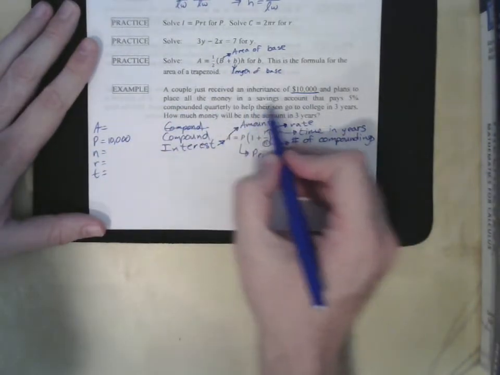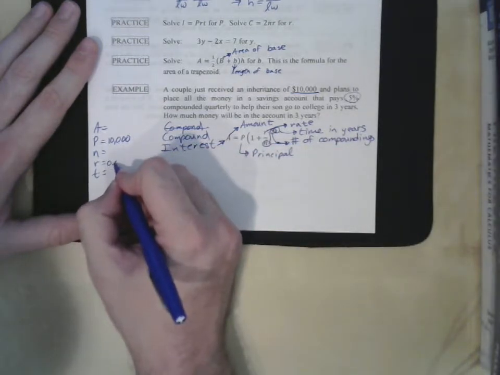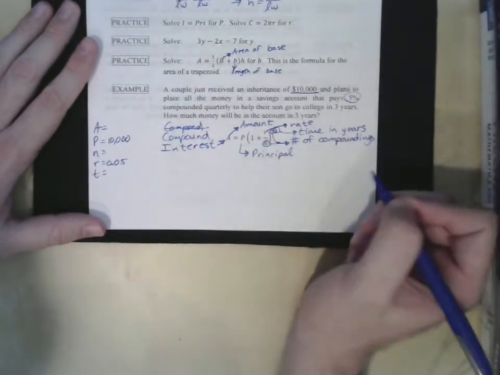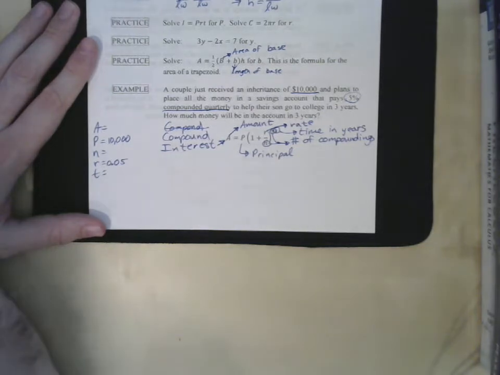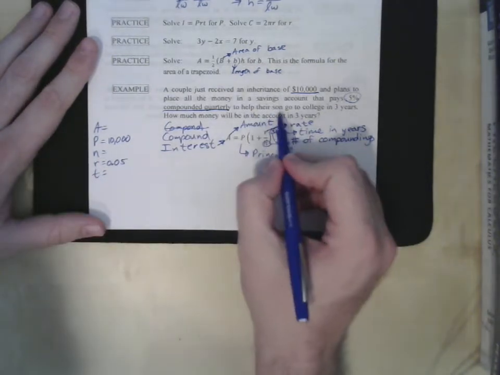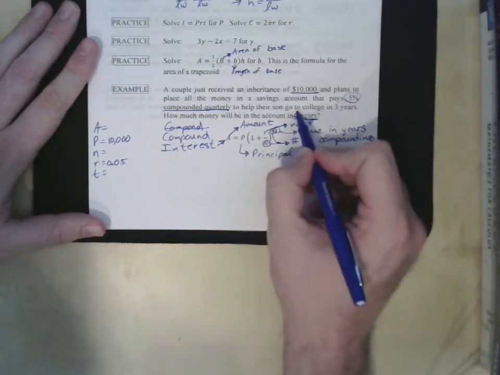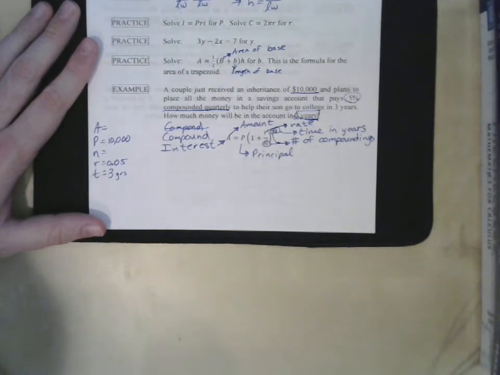Plans to place all the money in a savings account that pays 5%. So as a decimal, that's 0.05, because we always want our rates as decimals. We don't calculate with percentages. And it's compounded quarterly. Now we'll come back to that in a second. And they want to help their son go to college in 3 years. How much money will the account be in 3 years? So 3 years is our time. Remember, time is always in years, so that's a good hint.